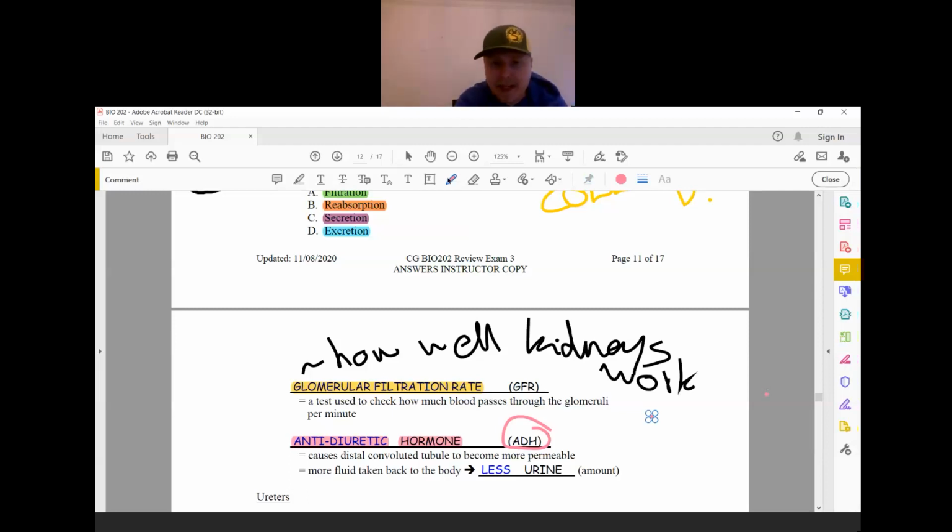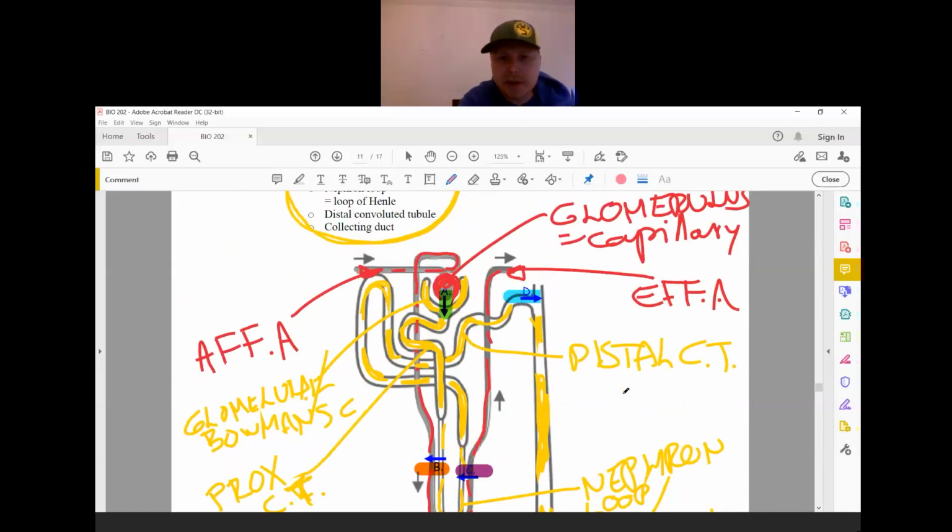And how this happens is that the wall of the distal convoluted tubule becomes more permeable in the presence of ADH, and as a result, more water enters back into the cardiovascular system. So we end up making less pee.